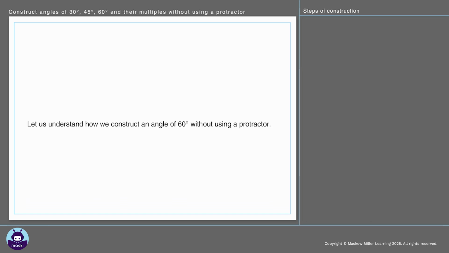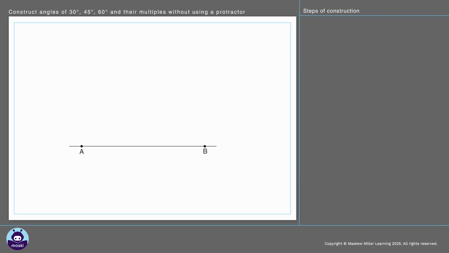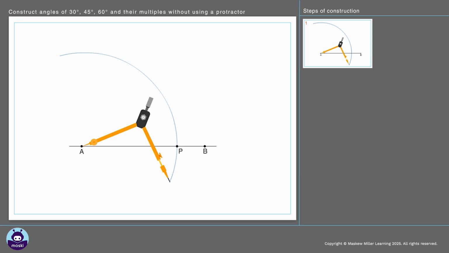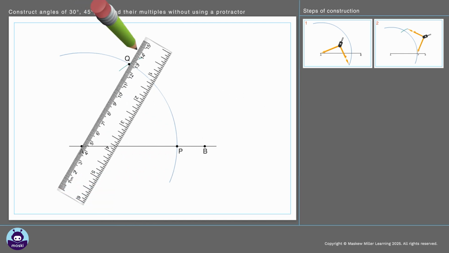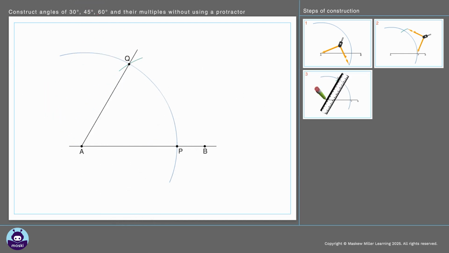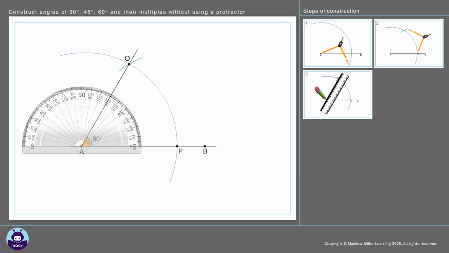Let us understand how we construct an angle of 60 degrees without using a protractor. We are given a line AB. We place the point of the compass at A and draw a big arc which intersects AB at P. Keeping the width of the compass unchanged and P as center, draw another arc which intersects the previous arc at Q. Draw a line joining Q and A. We can check that the angle QAB equals 60 degrees.